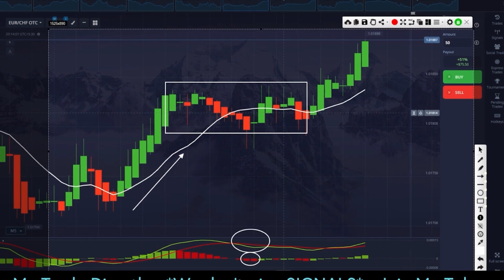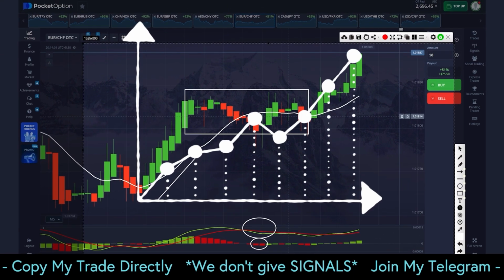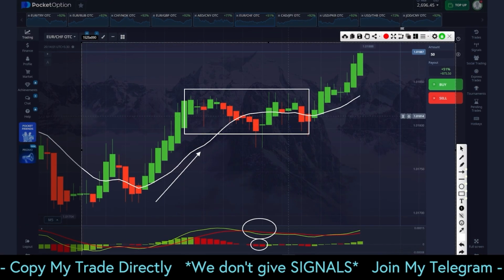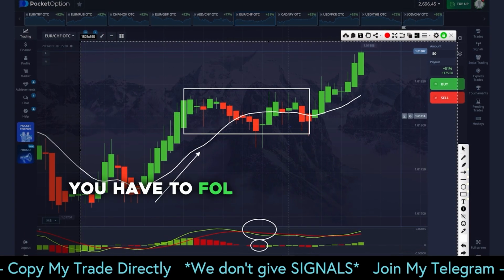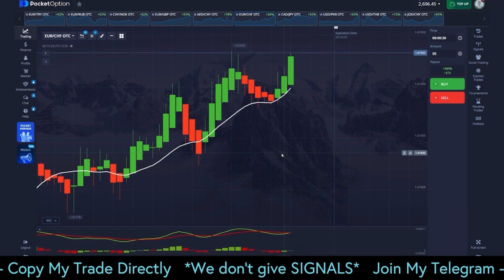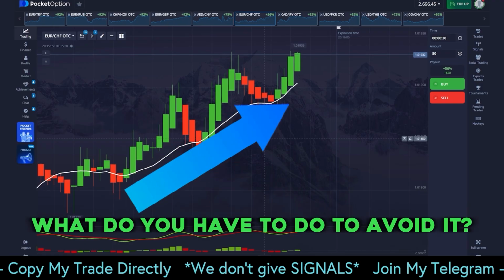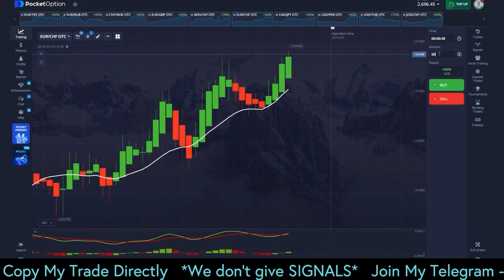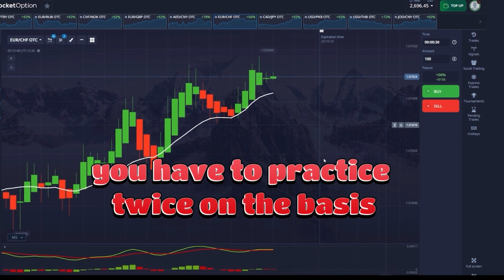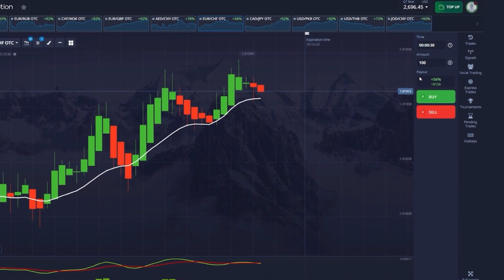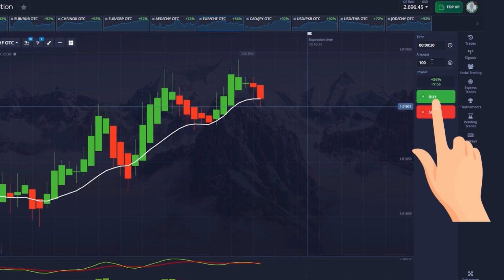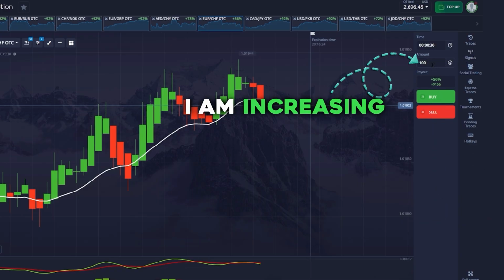Because friends, there is a big trend in the up direction here, so you have to keep this thing in mind as well. You have to follow the trend only. There was only an uptrend here, so what do you have to do to avoid it? First of all, you have to practice twice on the basis of whatever amount you have set. Like I can press the practice button twice here, but I am increasing the amount here.